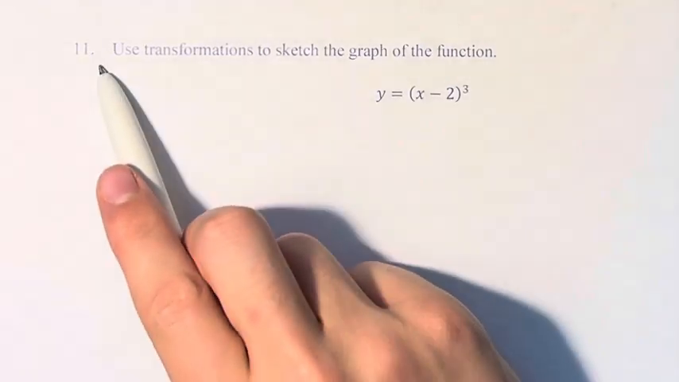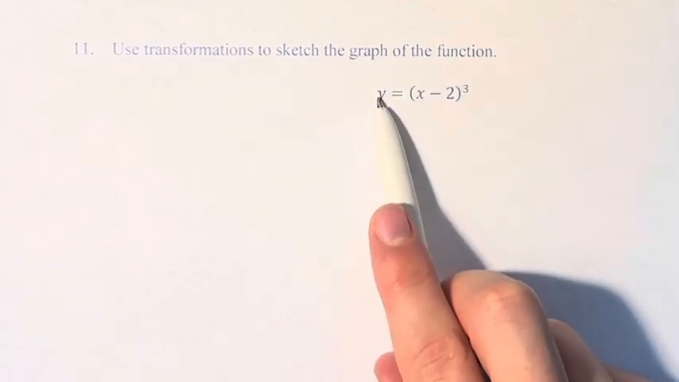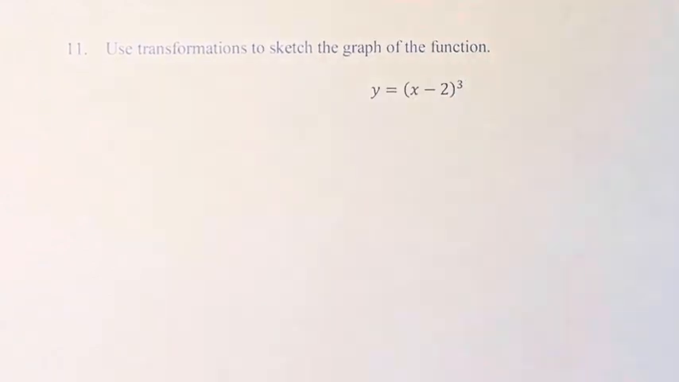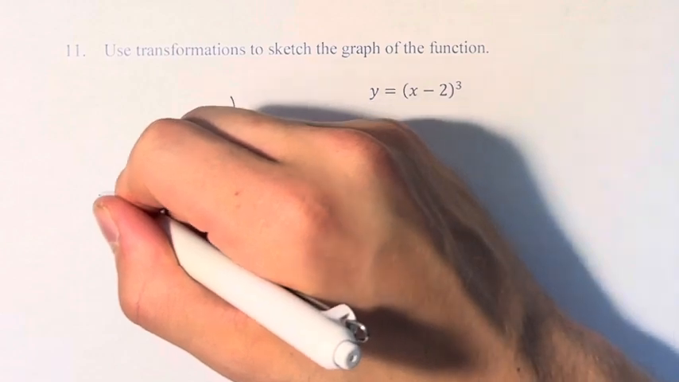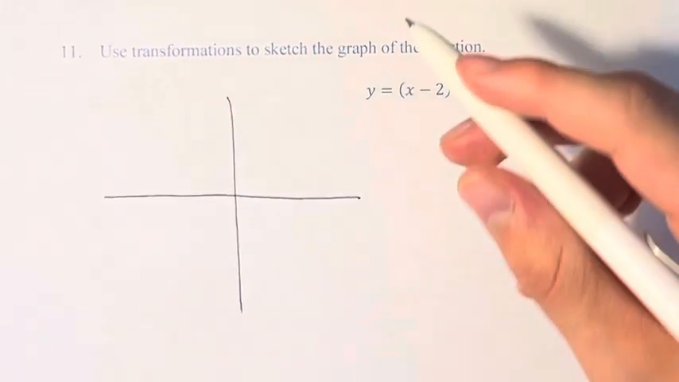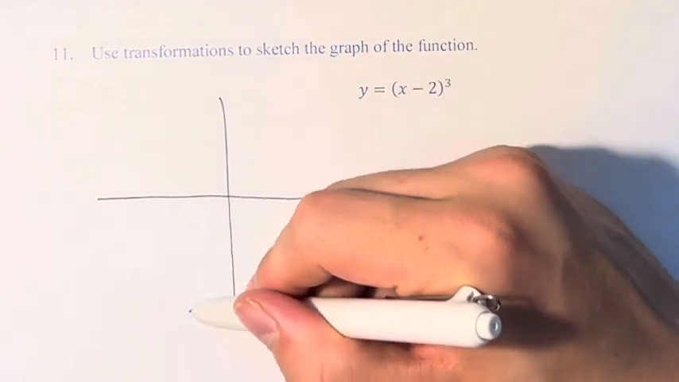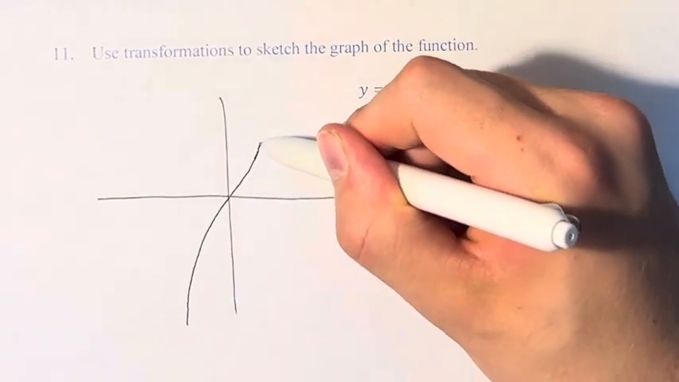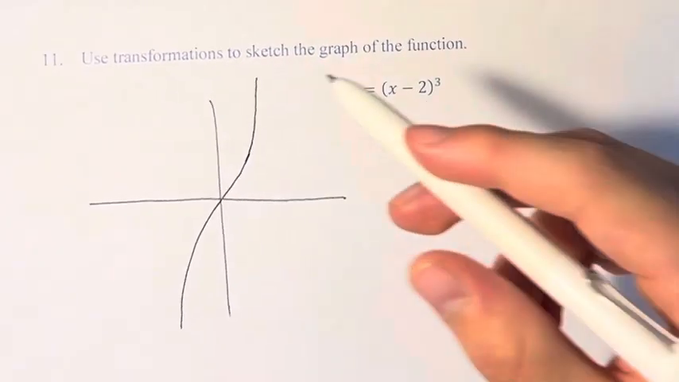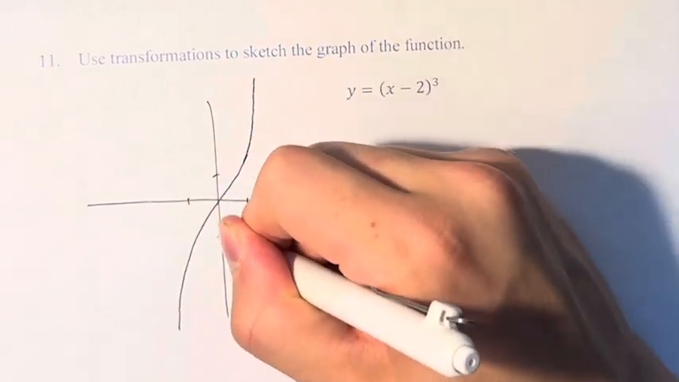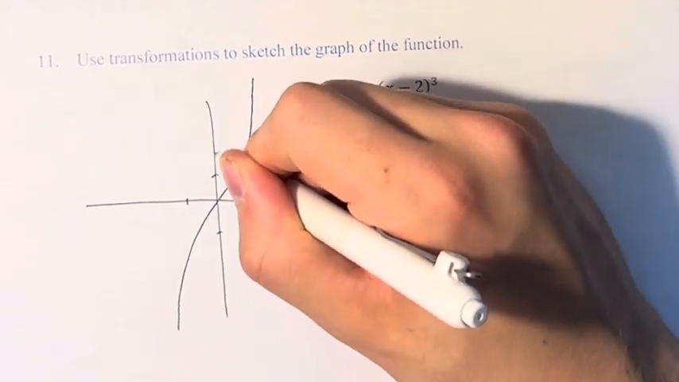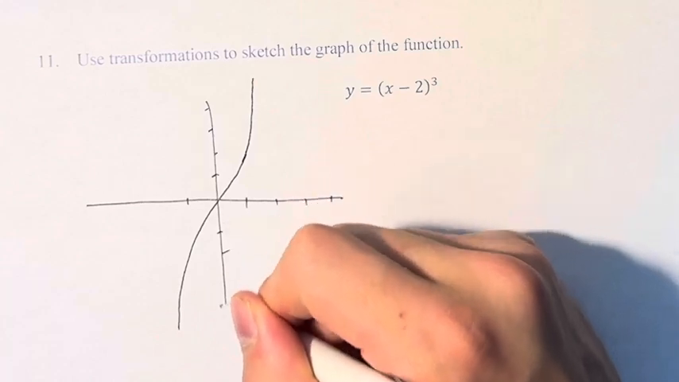In this problem, we're asked to use transformations to sketch the graph of the function y equals (x minus 2) cubed. So we're starting with transformations because we know the graph of y equals x cubed looks a little bit like this. And we are going to apply transformations to it. In this case, it's only one transformation.